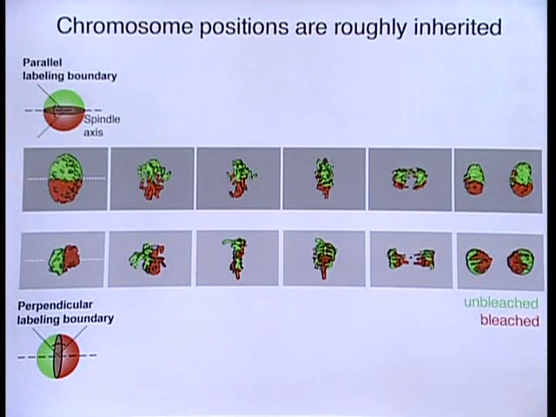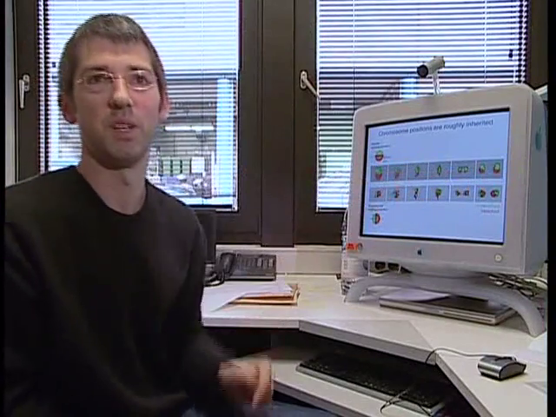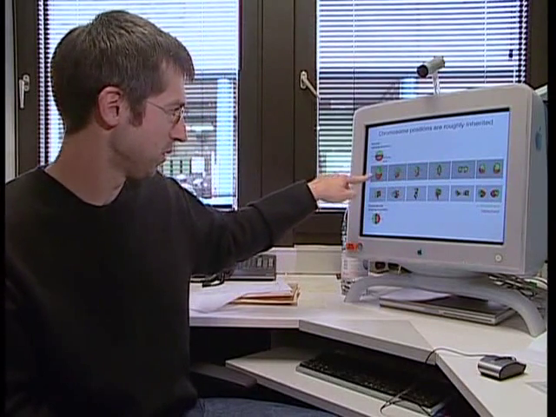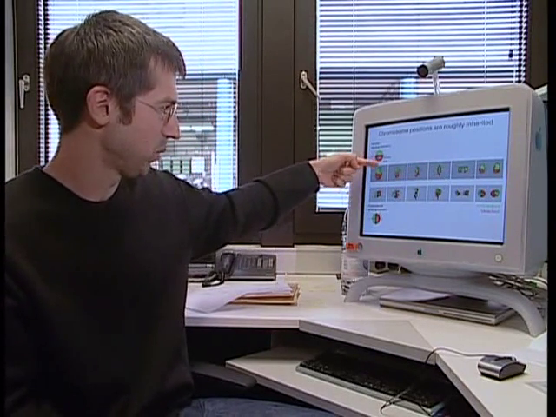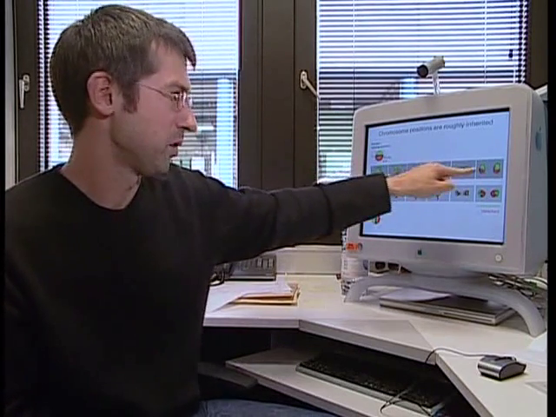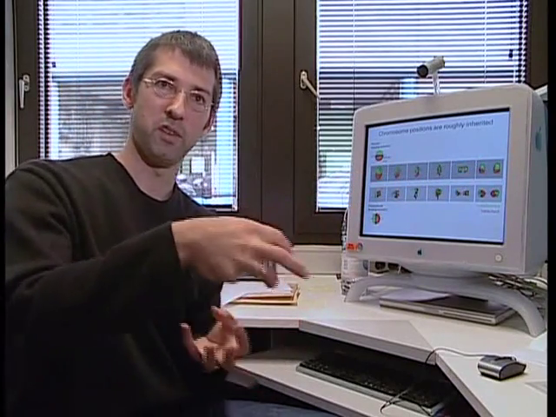This is achieved by using lasers to paint one side of the nucleus in green and the other side in red. And then you can follow how they change when a cell is dividing. When you do this kind of experiment, you can see that before mitosis, when you paint one half of the nucleus in green and the other in red, and you allow the cell to go through mitosis, after mitosis it still looks very similar. The chromosomes are more or less in the same places in the nucleus as they were before the division.